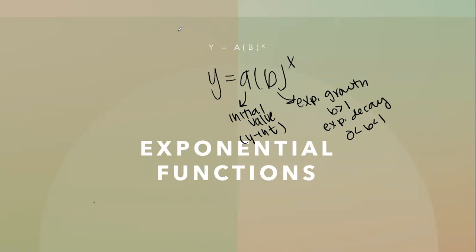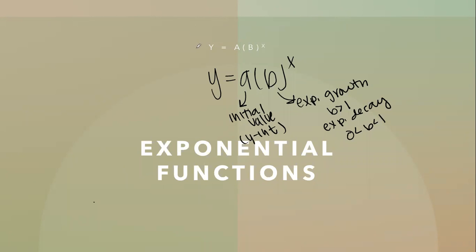Isn't there normally a plus k after that? That's quadratics. That's quadratic, so that's y equals a times x minus h squared plus k. Oh, okay. Sorry. You're good.